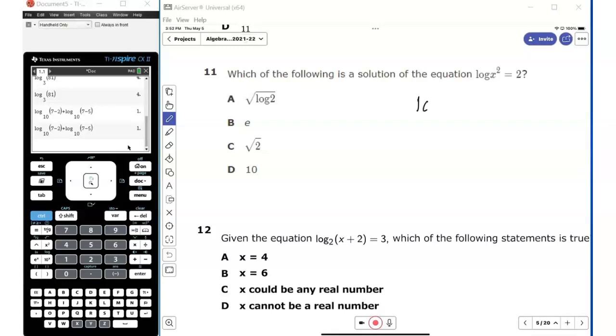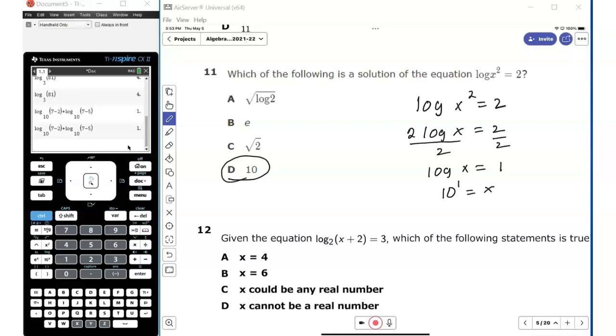Number 11, which of the following is a solution to the equation log base 10 of x squared equals 2. Well, you can always move the 2 to the front, so you have 2 log base 10 of x is equal to 2. The next step is to divide by 2. So we have log base 10 of x equals 1. And when we convert it to the inverse, it's going to be 10 to the power 1 is equal to x. So x is equal to 10. So that's our answer.